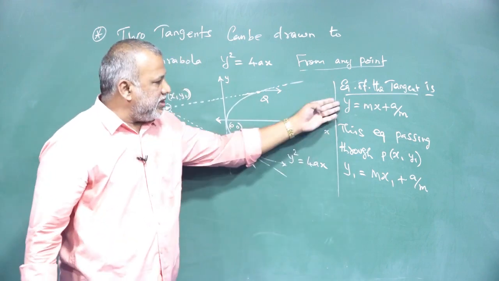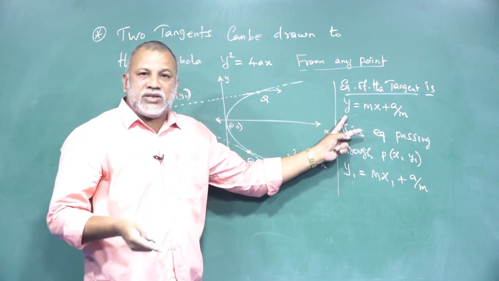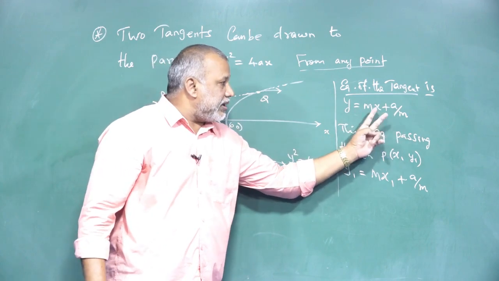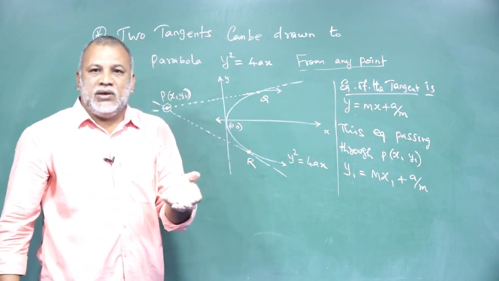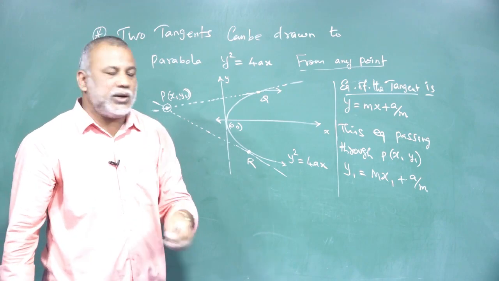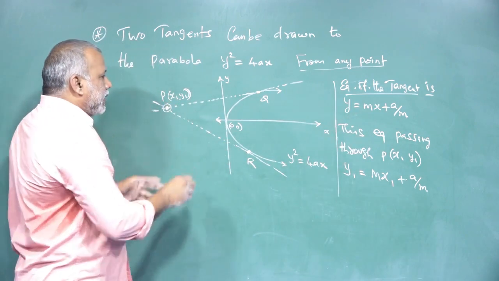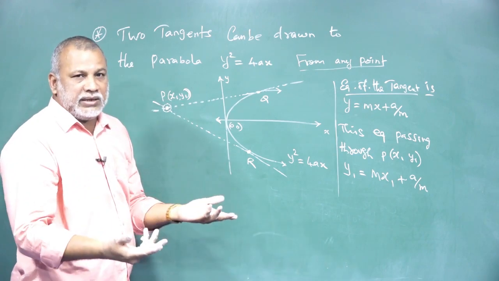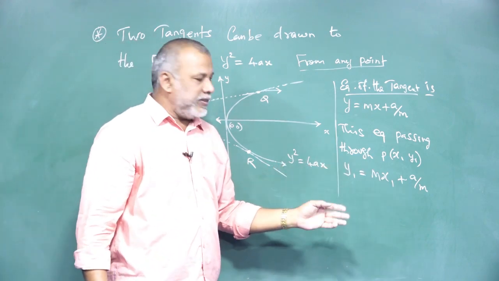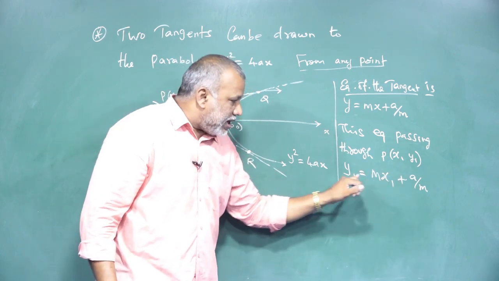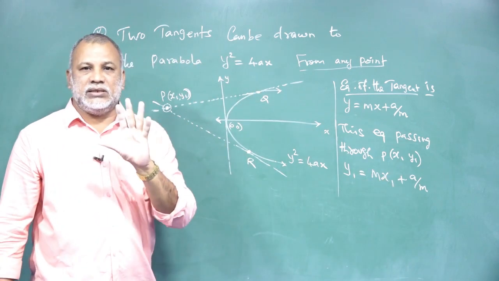What is the difference between these two? Here we have the equation y equal to mx plus a by m. Here x and y are the variables. This equation is passing through a particular point, so this point may be any number. If we substitute, we get y1 equal to mx1 plus a by m. Here x1 comma y1 must be a constant.